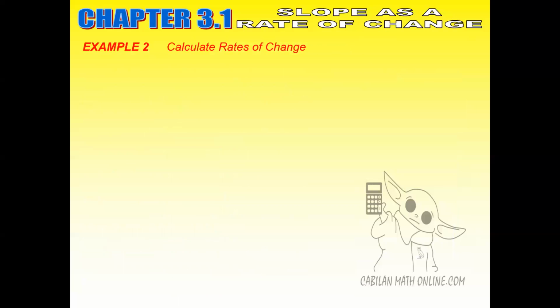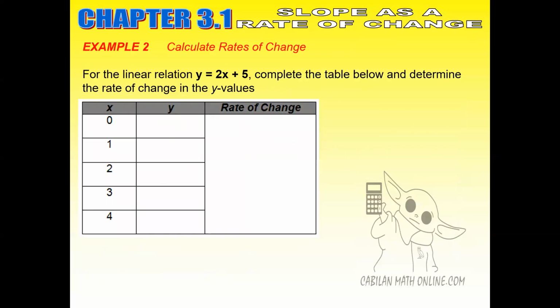All right, so the next thing we're going to do here is we're going to actually calculate the rate of change by constructing a table of values, and then from there, looking at the rate of change by looking at the y values. The way we do this is exactly the same way that we did with the previous lesson, where we substituted or replaced each of those x values in wherever there's an x here.